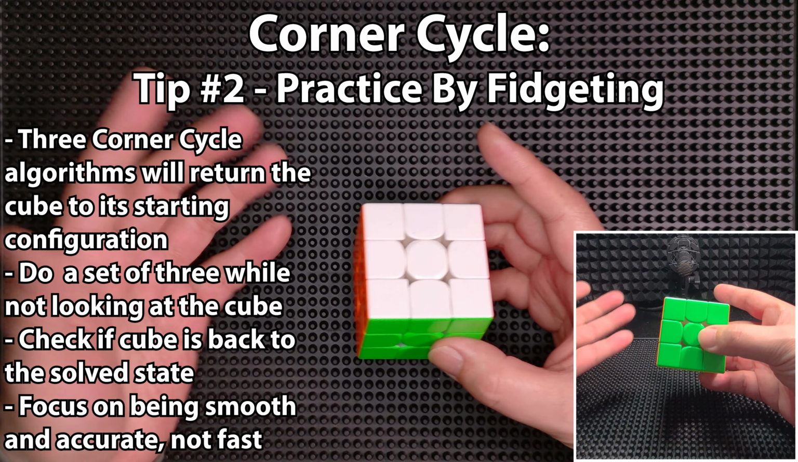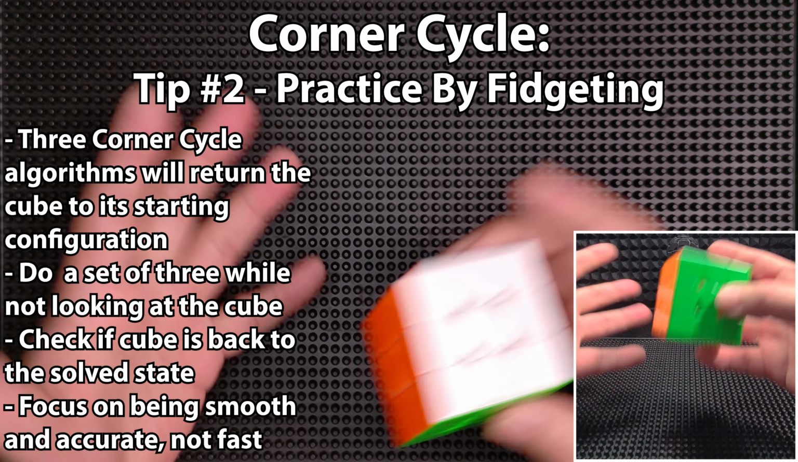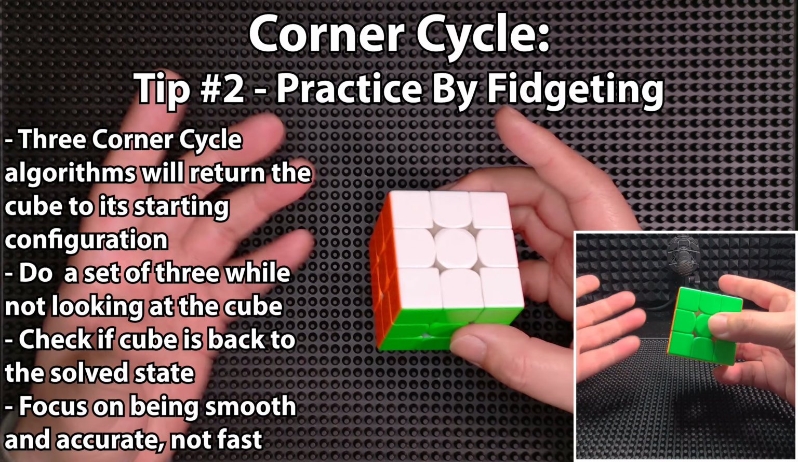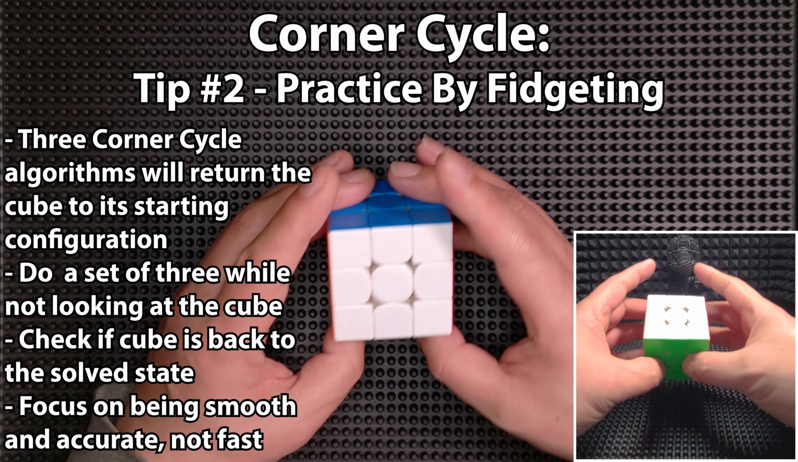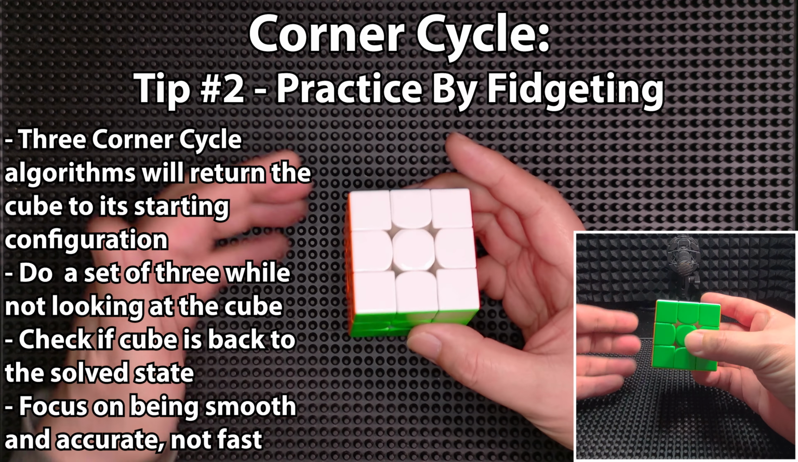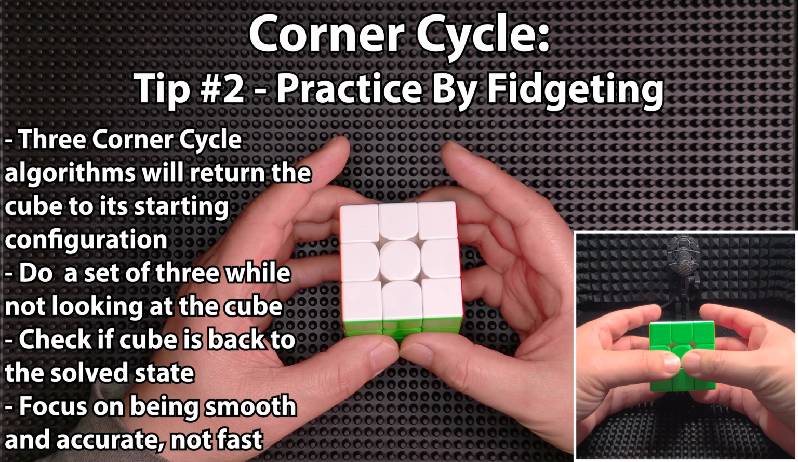You can practice it on both sides. That might help your overall turn speed in general, just getting practice moving both hands. But it really doesn't matter for this particular algorithm. It's completely up to you.